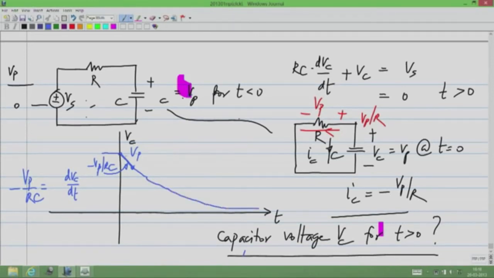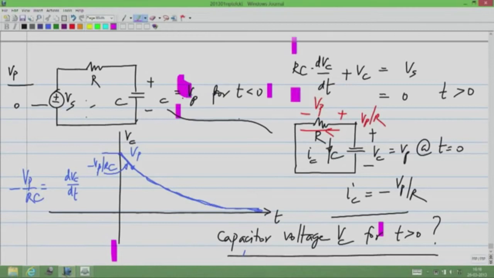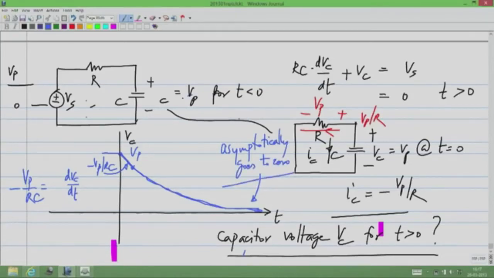Finally, it turns out that it will asymptotically reach 0, because the input is 0 for t greater than 0. If this capacitor voltage goes all the way to 0, then there will be no current through the resistor, and that means that the capacitor voltage cannot change at all, which in turn means that the capacitor has reached its steady state. So this asymptotically goes to 0.